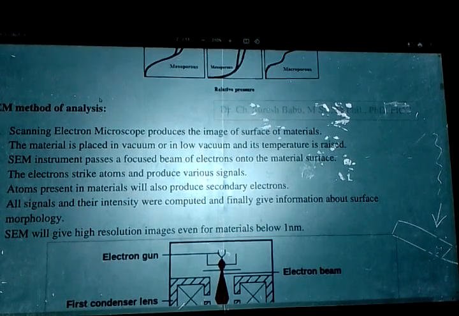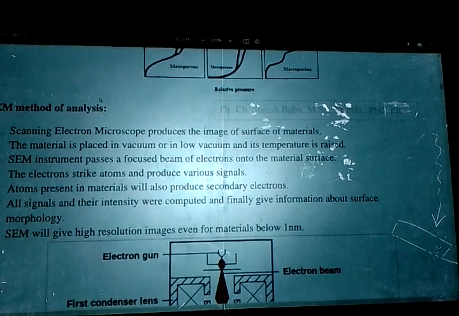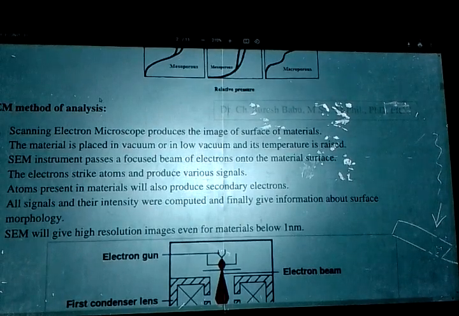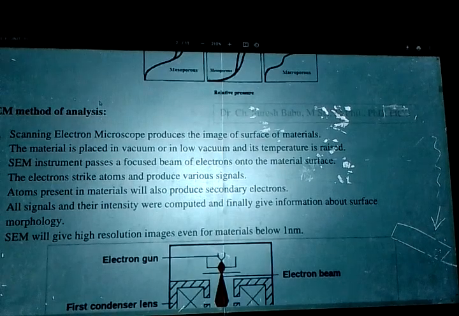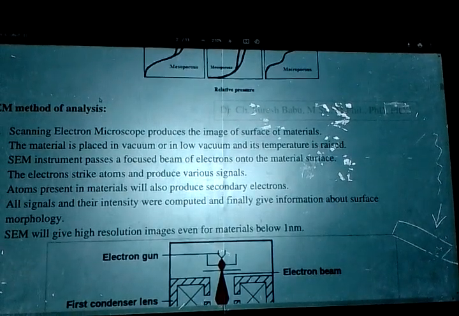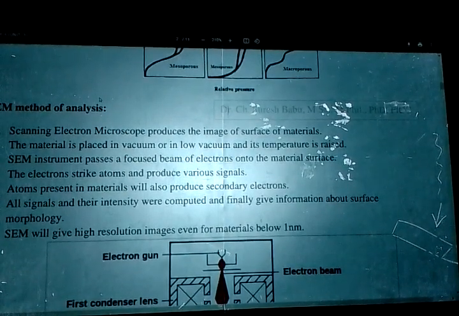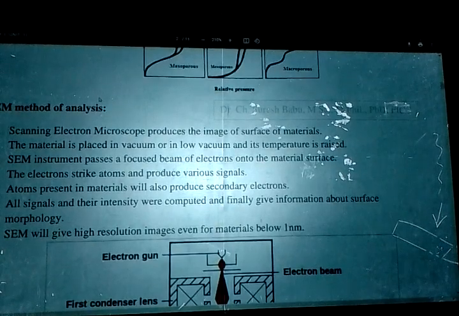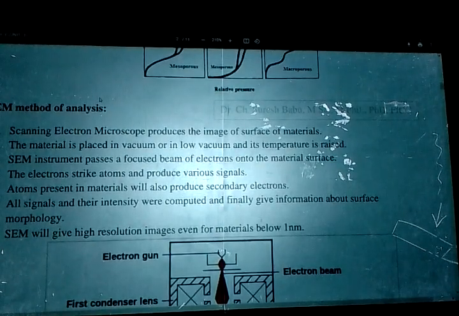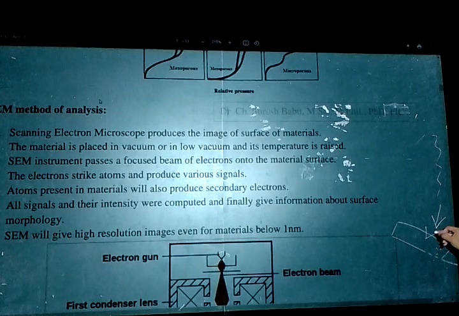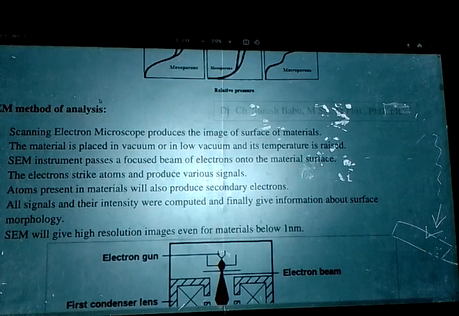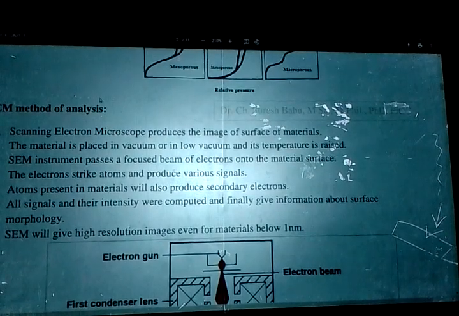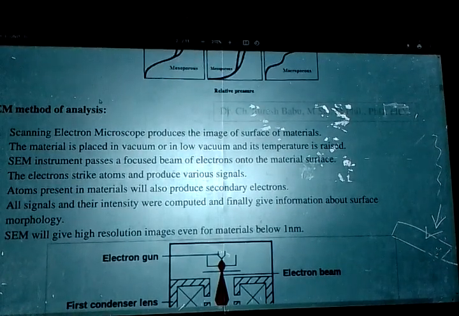Next, the electrons strike atoms and produce various signals. When you pass the electron beam onto the sample, the electrons will strike the sample. So when electrons are striking the sample, you will be getting various signals. As I said here, remember this one? Yes. So in this manner, we are going to get signals. Various signals are developed.